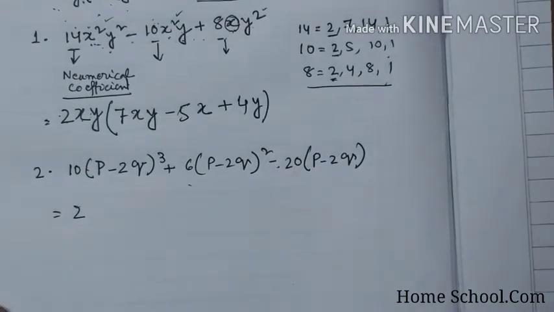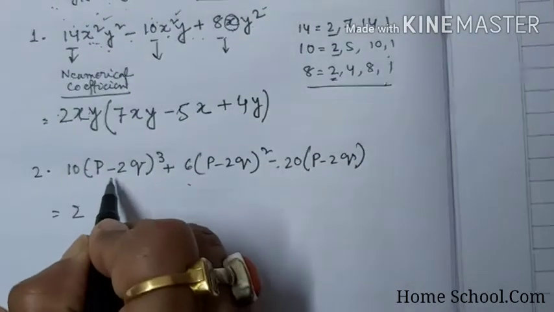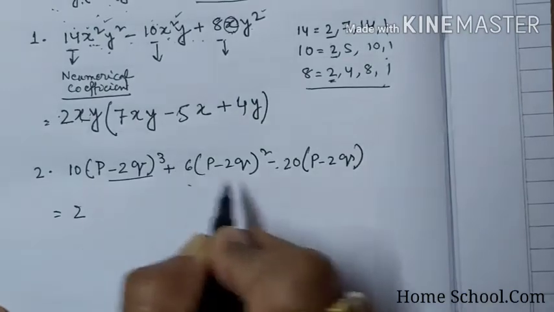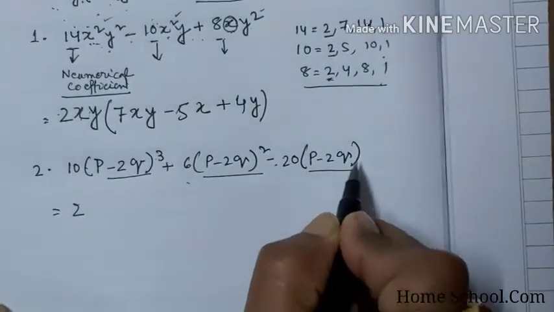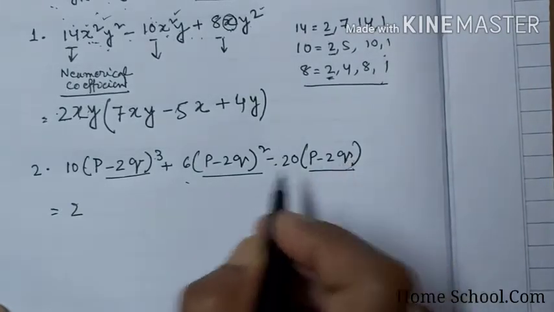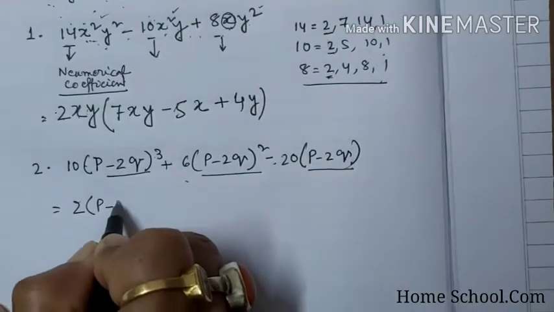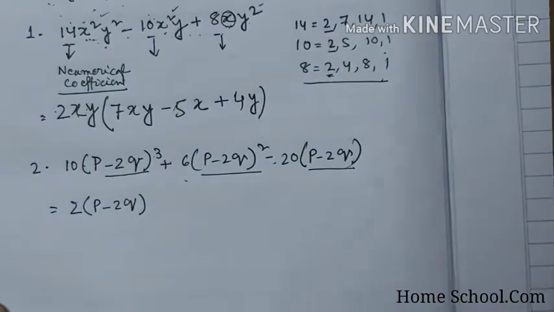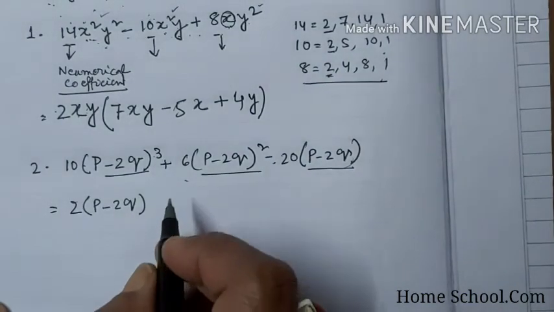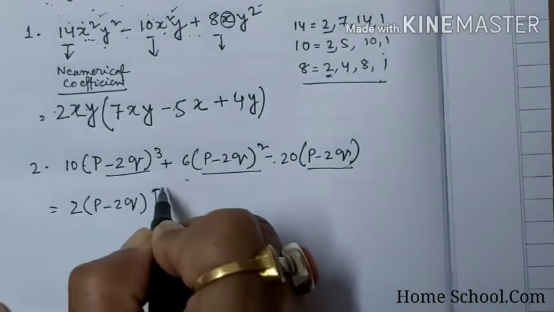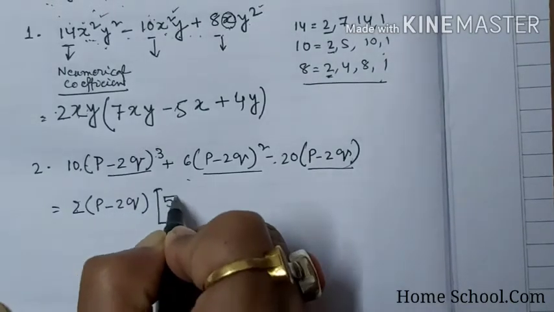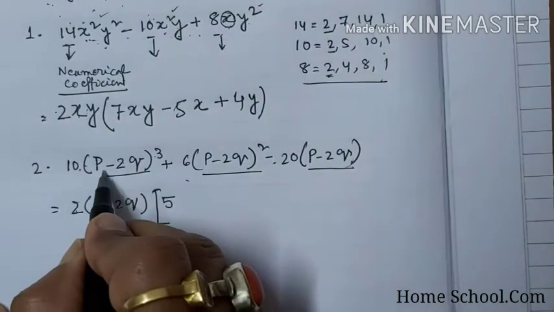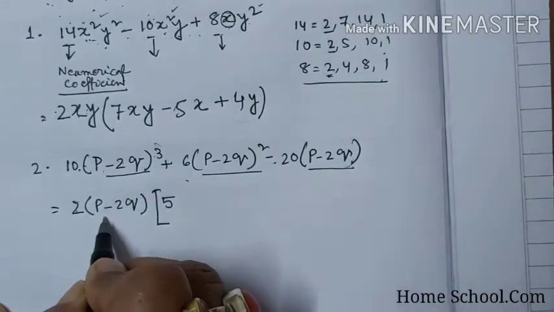Now p minus 2q cube, p minus 2q exponent is 2, exponent is 3. It has no exponent, only 1. So you can take the minimum one. You can take the common of p minus 2q, right? Then in the third bracket, 10 divided by 2 becomes 5. p minus 2q cube minus p minus 2q.